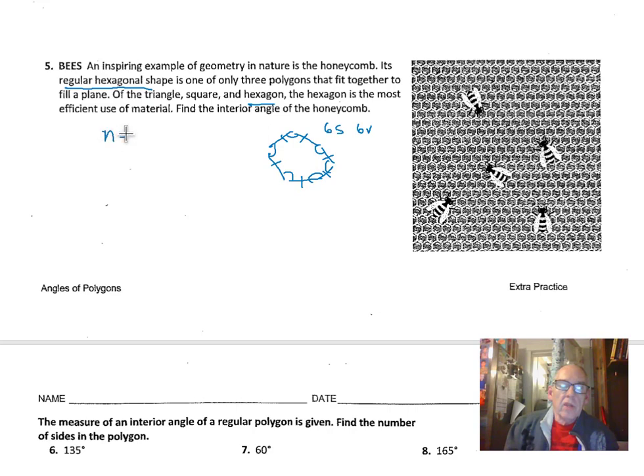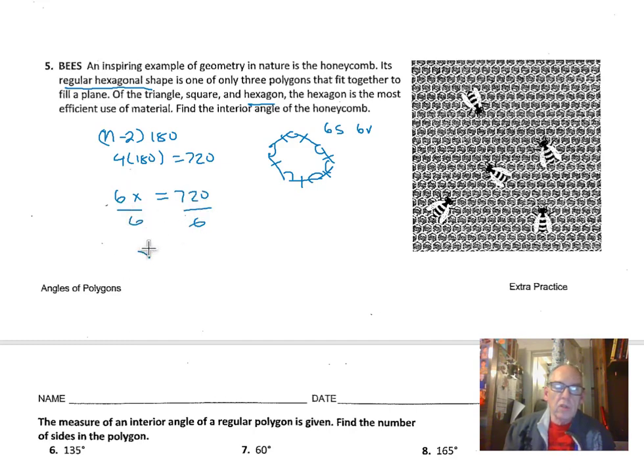So n minus 2 times 180 is the number of degrees in the hexagon. 4 times 180, 6 take away 2 is 4, makes 720. So we have 6 equal angles that need to make 720. If we divide by 6, each one of those angles is going to be 120 degrees. So the interior angle of the honeycomb is 120 degrees, one at each vertex.